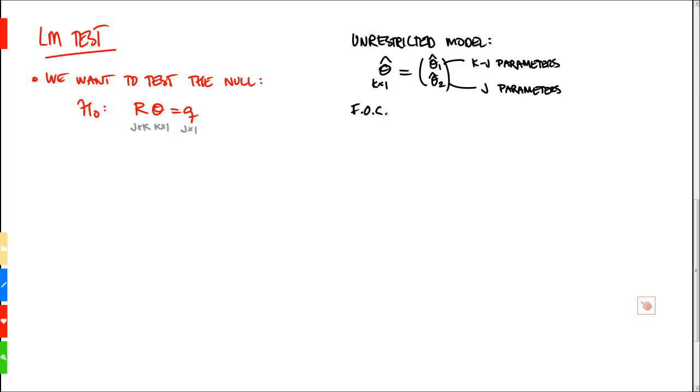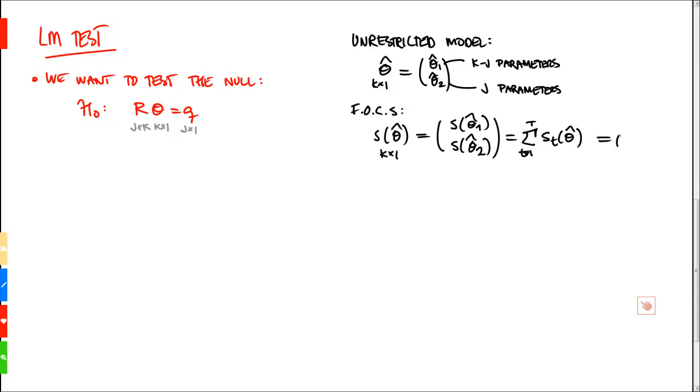The first order conditions for the unrestricted model are given by the score vector. When we evaluate that at theta hat, this is going to be a K by 1 vector. We get S of theta 1 hat, S of theta 2 hat, which is equal to the sum of the individual scores from t equal 1 to T of s_t of theta hat. This is 0. This is what we get when we do maximum likelihood estimation.